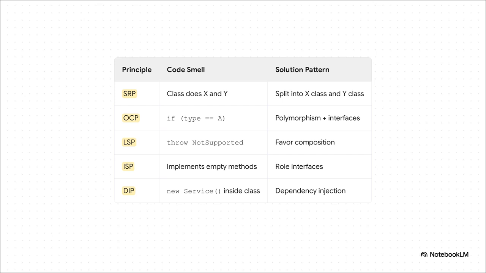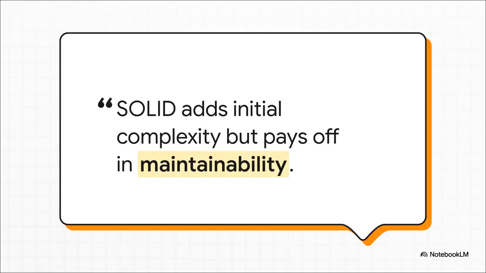If you see a class that's doing way too much stuff, that's a single responsibility problem. You see a giant if-else block checking for different types, you probably need the open-closed principle. A child class that throws "not supported" errors, that's a classic Liskov violation. A class that has a bunch of empty methods, that's an interface segregation issue. And if you see a class creating its own dependencies with the new keyword, that's a huge red flag for dependency inversion.